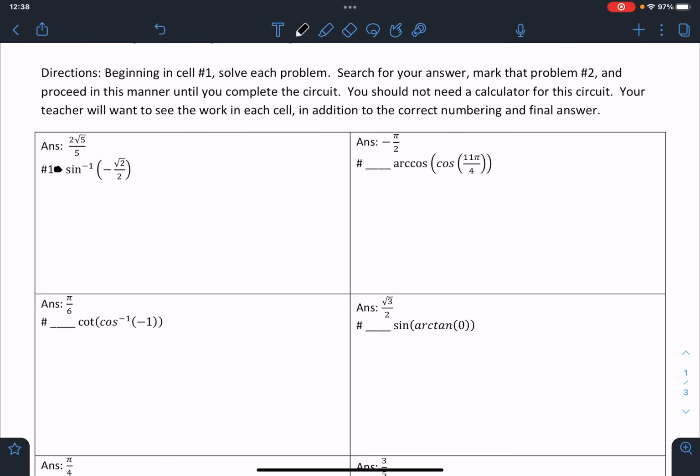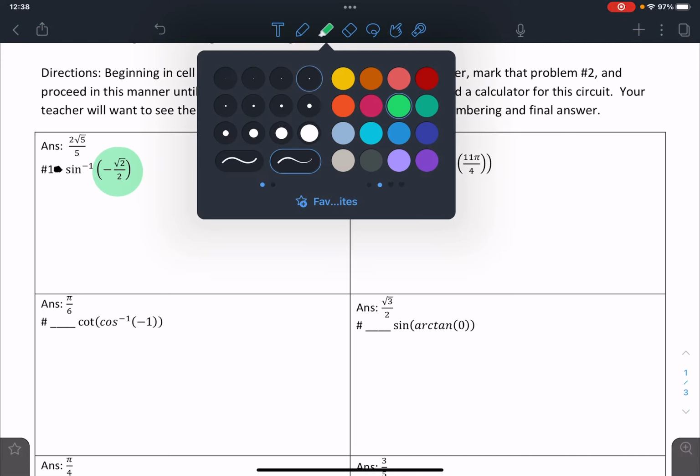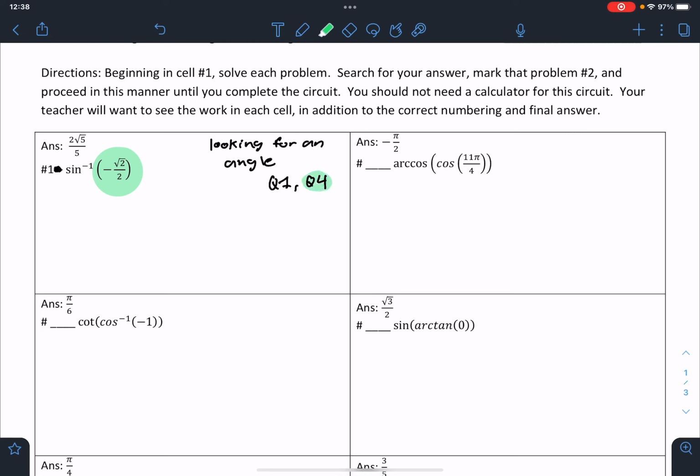Just keep in mind that when you're doing the inverse of a ratio, we're looking for an angle. And from your notes, you should know that sine inverse is restricted to quadrant 1 and quadrant 4. Since this value is negative, we know that we're going to be in quadrant 4. So now what you're thinking about is, at what angle do I get a square root of 2 over 2? If we look at our unit circle, in our fourth quadrant, we should know that at negative pi over 4, you should have square root of 2 over 2 and square root of 2 over 2, and the y value should be negative.